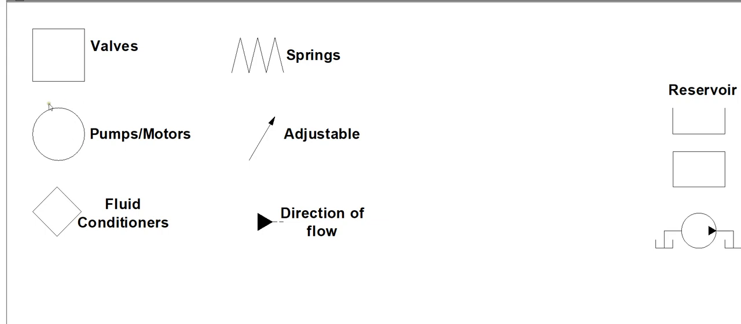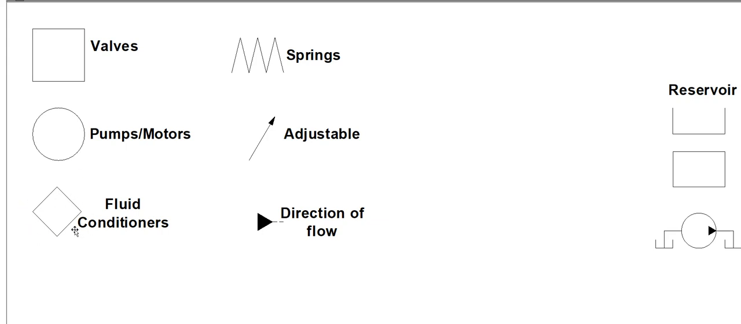Another shape indicator that we're going to see is circles, which are going to be indicating either pumps or motors. So inside the circles, as we're going to see here in a little bit, there's going to be arrows inside, either pointing out or pointing in, indicating it's either a pump pushing oil out or a motor that's taking oil in.